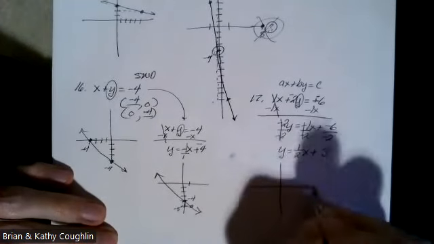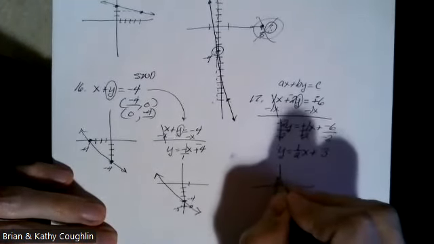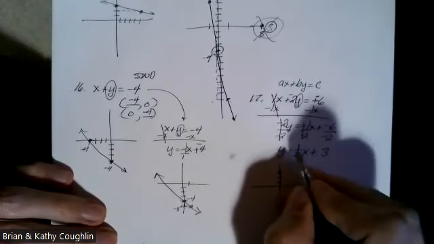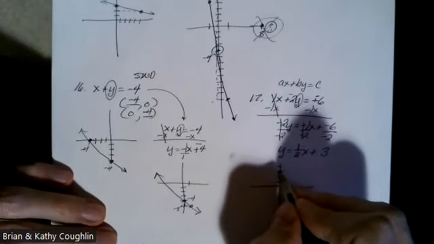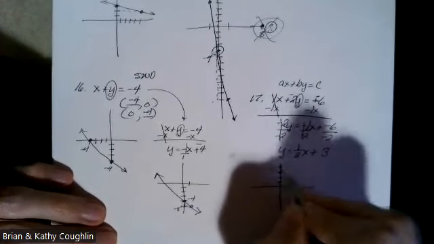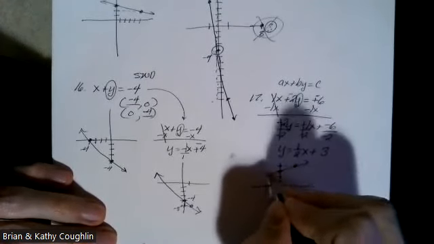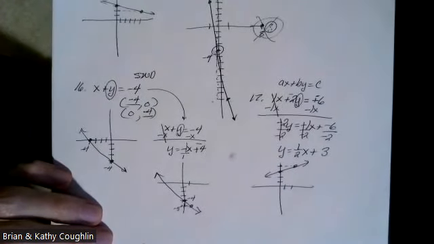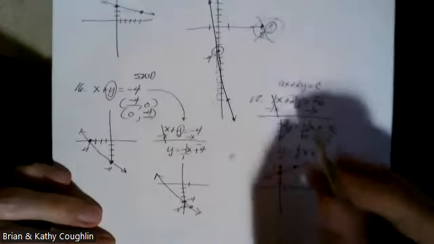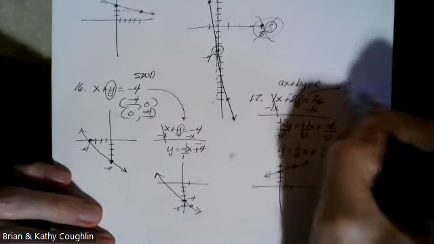So let's see what that looks like. Y-intercept of 3. Got it. And then the rise over run is up 1 and to the right 2. There's your line. That makes sense?